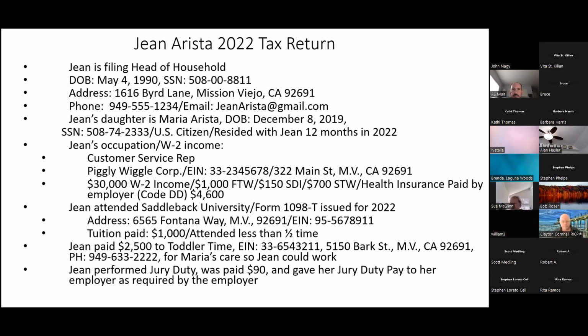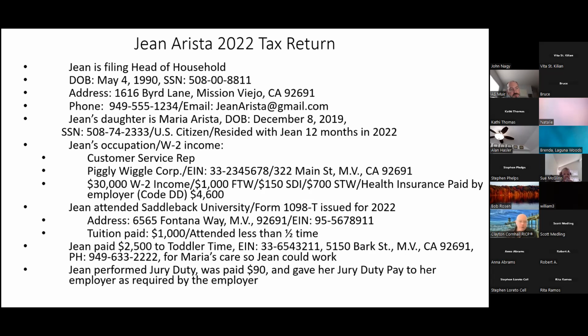Okay, so let's talk about Gene, and then we'll jump into the software if it's operational. Gene is finally head of household. There's her administrative data. And we've got a daughter. Gene's daughter is about 3 years old and change. The daughter's a U.S. citizen and has lived with Gene for 12 months in 2022.